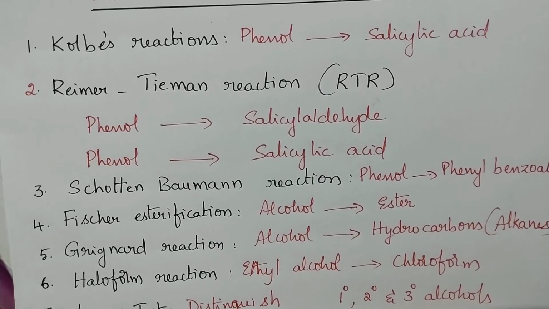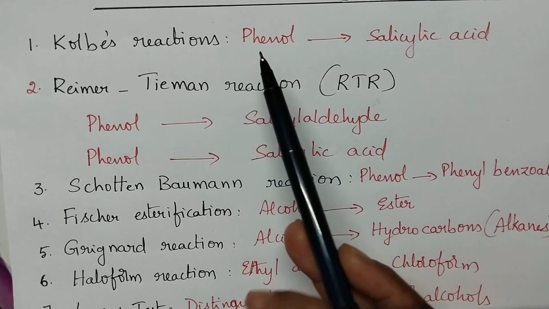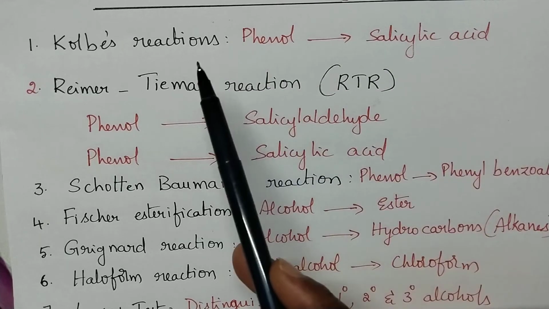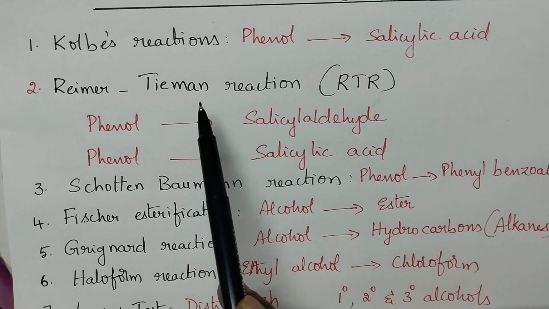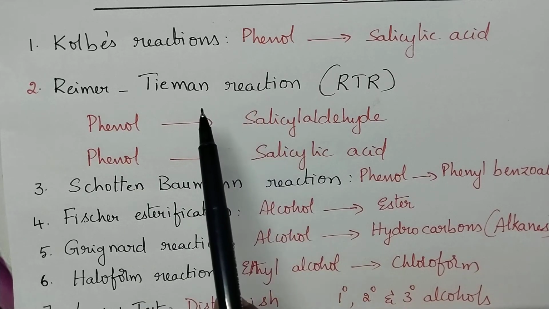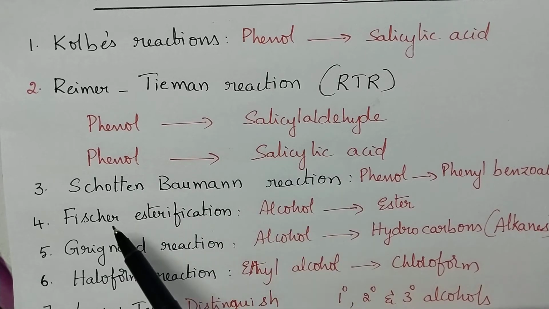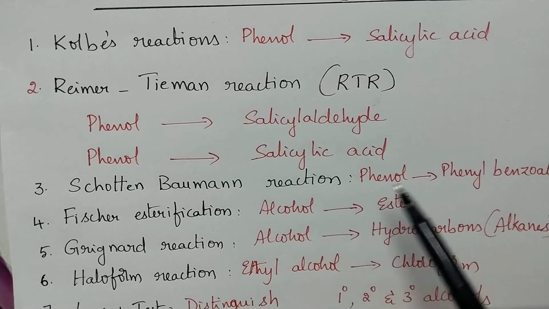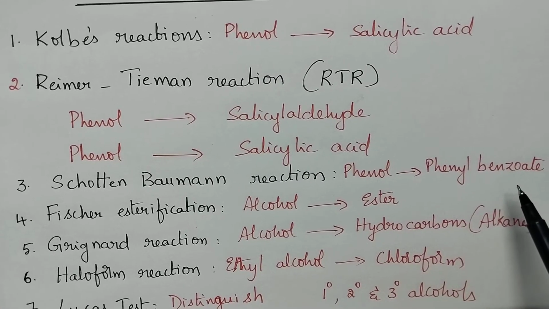Coming back to Kolbe's reaction, it involves the conversion of phenol into salicylic acid, whereas the Reimer-Tiemann reaction involves the conversion of phenol into salicylaldehyde, and it is also possible to convert phenol into salicylic acid. Coming to the Bowman reaction, it is highly useful for the conversion of phenol into phenyl benzoate.